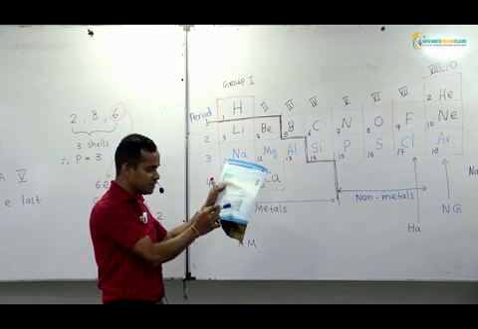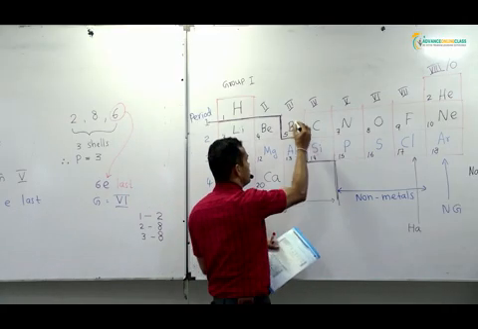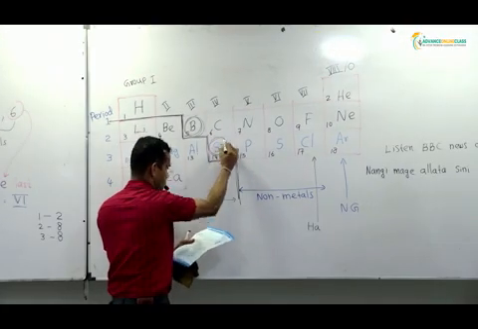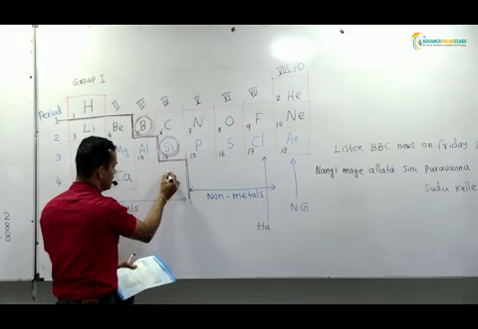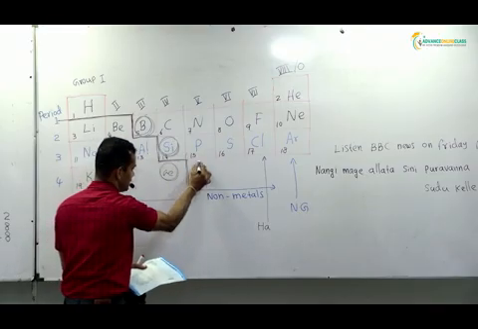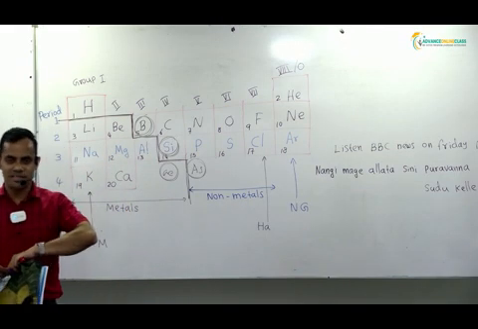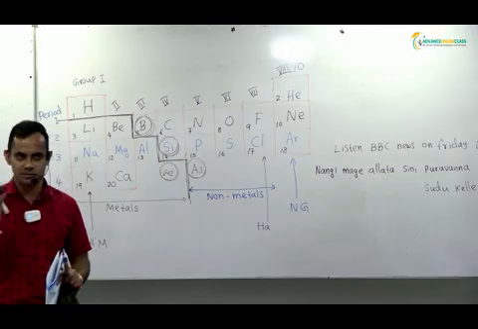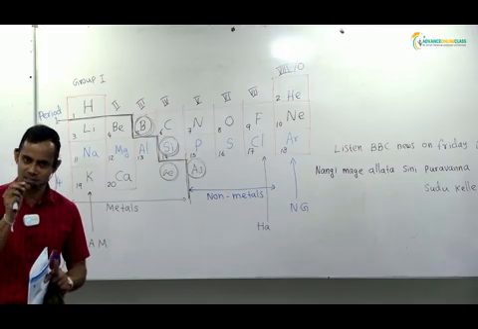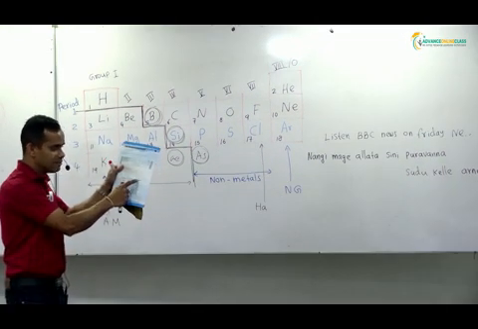Can you see elements in a light color? These ones. Next this one. Then germanium here. Arsenic here. These are called metalloids. Metalloids means they are not very good metals, they are not very good non-metals. They show properties of metals and non-metals both. So our topic is metals, non-metals and metalloids.